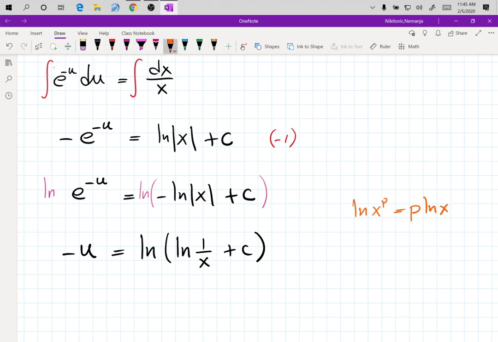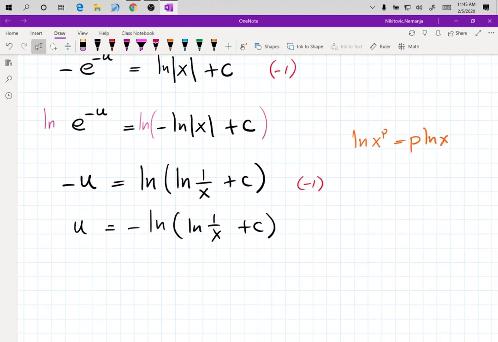Now I have a negative sign in front of u. That's going to get multiplied into it to get rid of that one. So that's going to be u equals negative ln of 1 over x plus c. And now for u, we know u was defined as y over x, or x over y? Y over x, right? So y over x is equal to negative ln of 1 over x plus c.